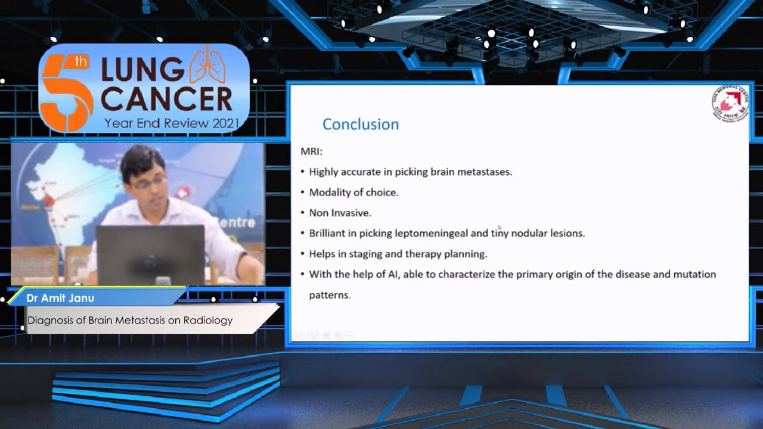So in conclusion, I want to highlight that MRI is very accurate in picking up brain metastasis, and it is the modality of choice, and it non-invasively picks up brain metastasis. It is brilliantly picking up leptomeningeal and tiny nodular lesions, which were otherwise missed on CT and PET scan, because the soft tissue resolution of both these modalities is not that great. And it will help in staging and therapy planning.